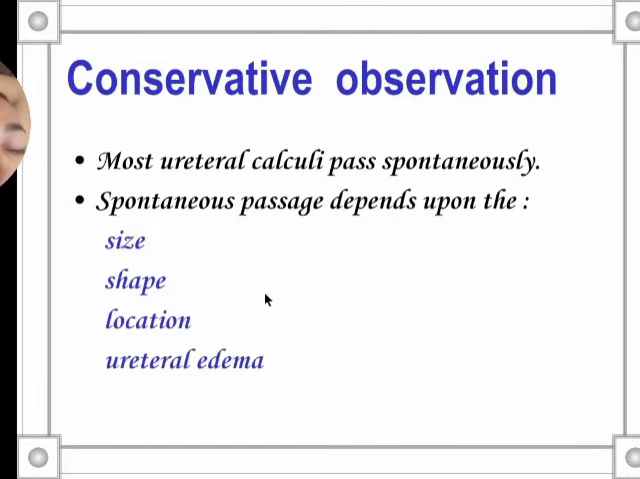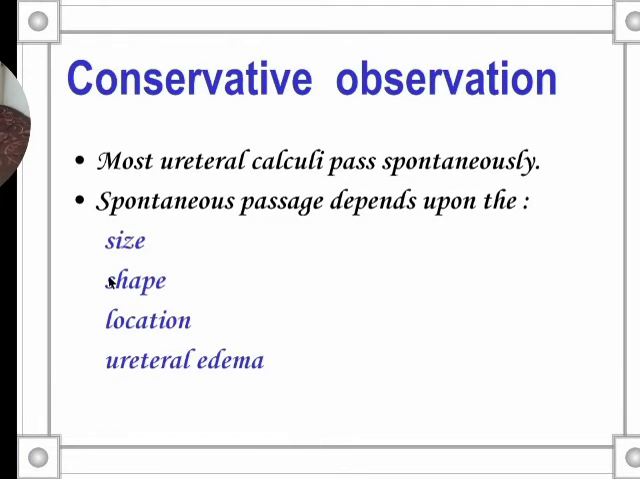So treatment will depend upon the size and how it is causing changes in the urinary tract. Most ureteral stones pass spontaneously. But the spontaneous passage of the stone will depend upon its size, shape, location, and ureteral edema. A very big stone, say 2 centimeters, will not pass because the caliber of the ureter is not 2 centimeters. As for shape, if it is smooth, it can pass. But if it is mulberry type, it will get impacted somewhere because of its spicules. So shape is very important.